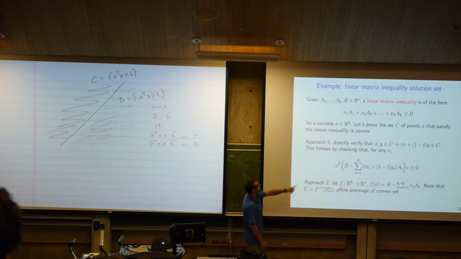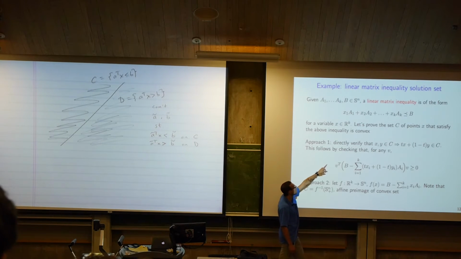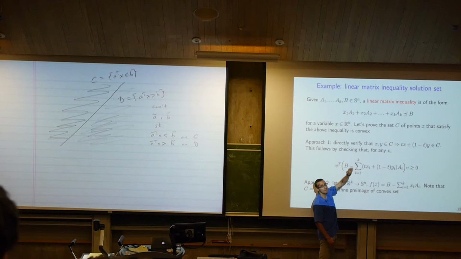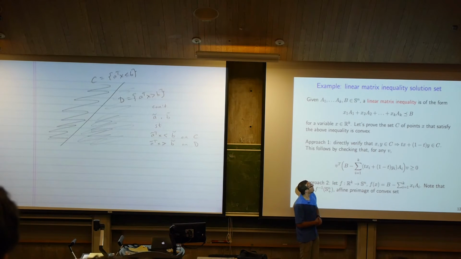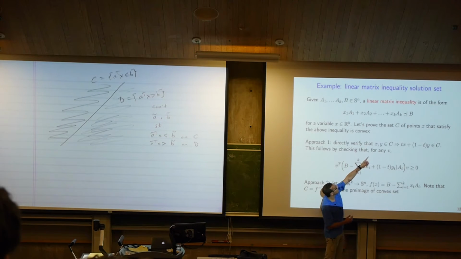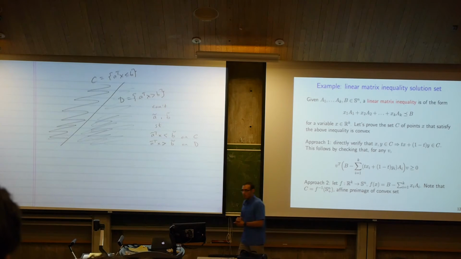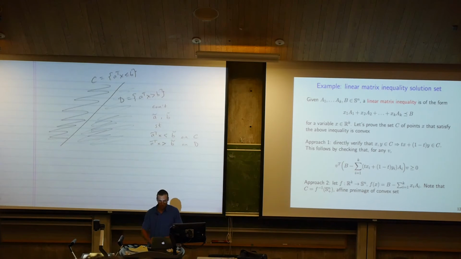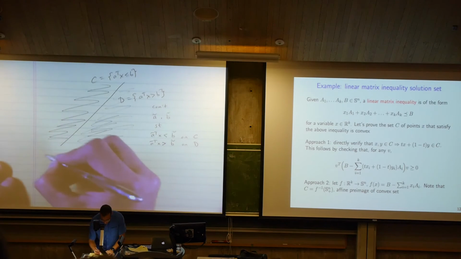I'm saying let's look at all the points x for which, if I take x1 times the whole matrix A1 plus x2 times the whole matrix A2 all the way through xk times the matrix AK, that thing is curly less than or equal to B. What that means is that if I take B and I subtract this matrix from it, that thing is positive semidefinite. That's what that means.